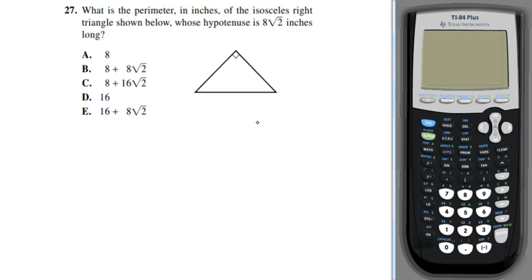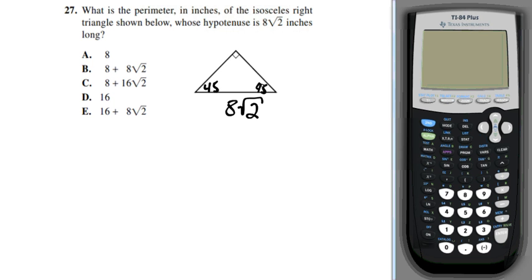What is the perimeter in inches of the isosceles right triangle shown below, whose hypotenuse is 8 square root of 2 inches long? So we got 8 square root of 2 inches as my hypotenuse here. Now, since this is an isosceles triangle, we know that this is actually going to be a 45, 45, 90 triangle. And if you remember your special rules for special right triangles, then this problem is really quick and really easy. If not, then you can still get the answer by going through your Pythagorean theorem, but that's going to take longer.